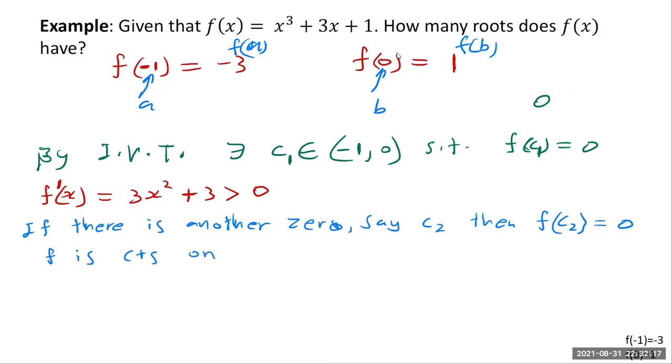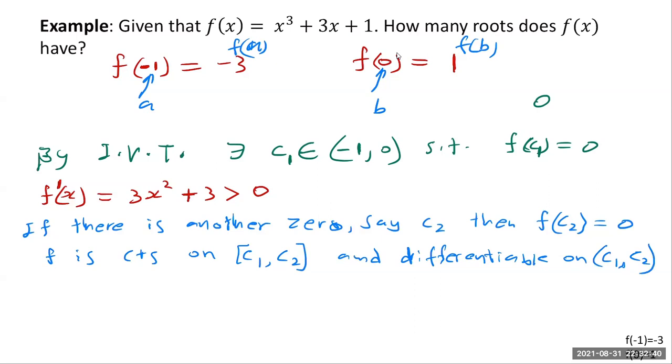continuous on the closed interval C1, C2 and differentiable on the open interval C1, C2. That means all the hypotheses for Rolle's theorem are satisfied. f of C1 is equal to 0, f of C2 is equal to 0. My function is continuous on the closed interval C1, C2, and it is differentiable on the open interval C1, C2. So I can apply Rolle's theorem.